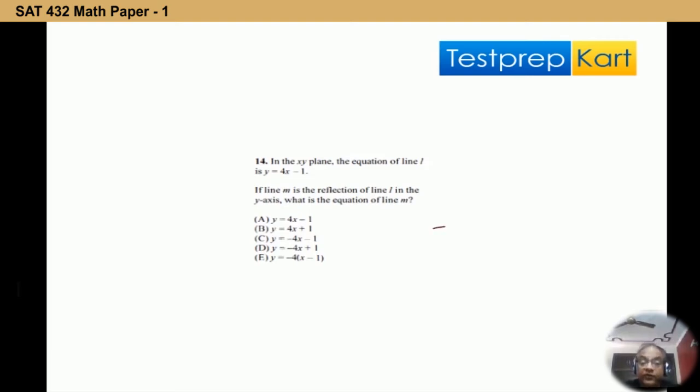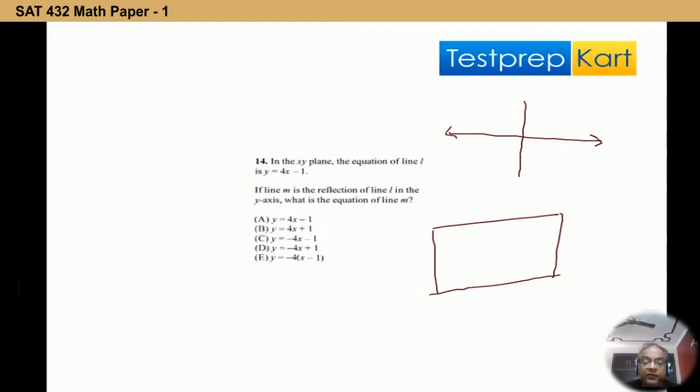So you have a plane which is xy, and the equation of line L is y is equal to 4x minus 1. Let's draw this equation, y equal to 4x minus 1. It means if x is equal to 0, y is equal to negative 1, and if y is equal to 0, x is equal to 1 by 4. So something like this. This is the line y equal to 4x minus 1.